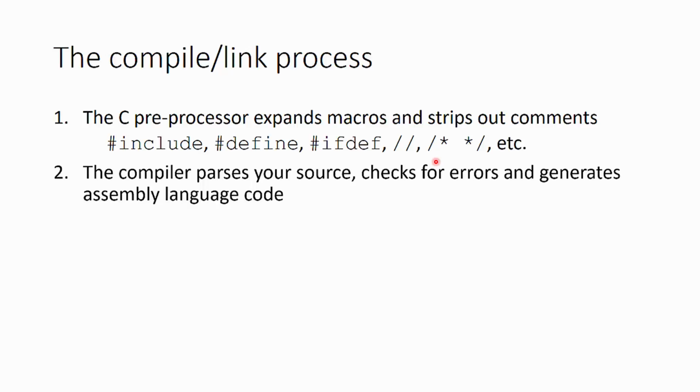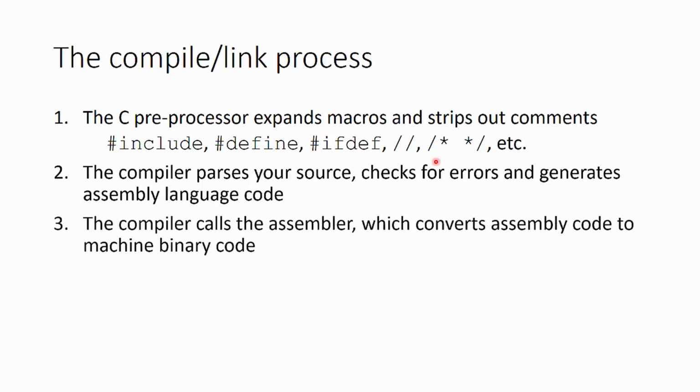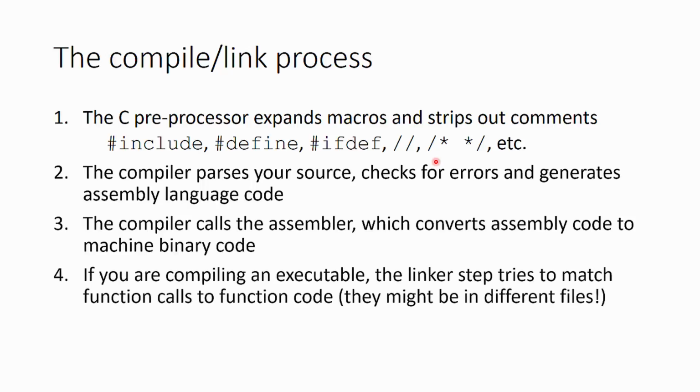It's going to check for errors, and once it's all happy, it's going to generate assembly language code. If the compiler process fails, you of course get warnings and errors that are shown to the user, but otherwise it'll go ahead and generate the assembly language code for you. The compiler then calls the assembler, which converts the assembly code into that machine binary code.